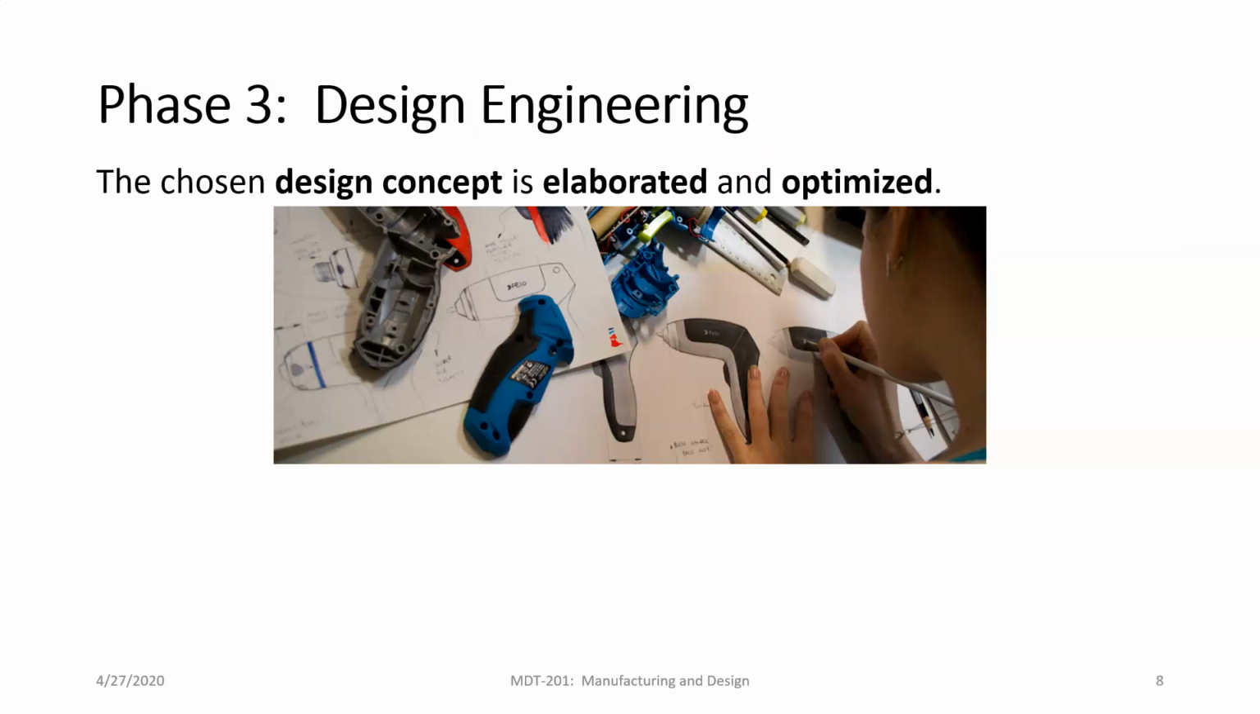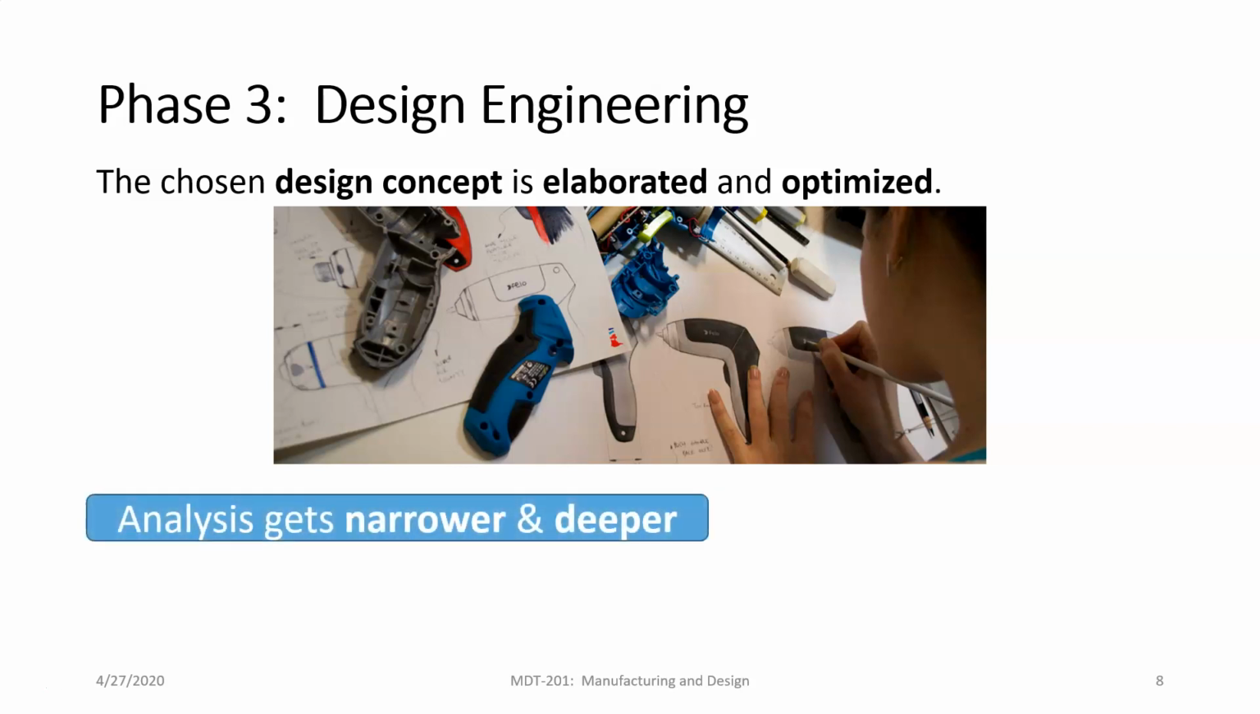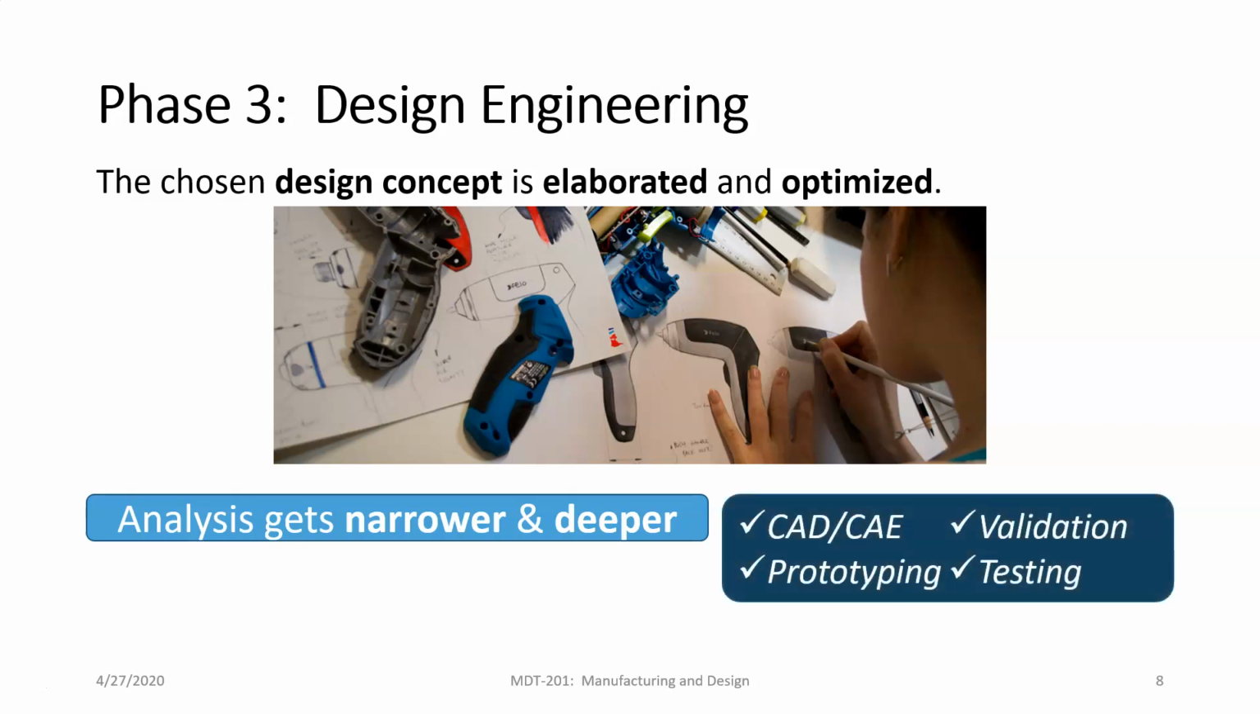This is where the chosen design concept is elaborated and optimized. So from phase 1, we have our, hey, this is the thing that we're going with. Phase number 3 is to iron that out, okay? To elaborate on it and optimize it, to make it workable. So at this stage, the analysis gets narrower and deeper. This can include CAD and CAE, computer aided engineering. This is your simulation, your animations, your kinematics, all that kind of stuff.